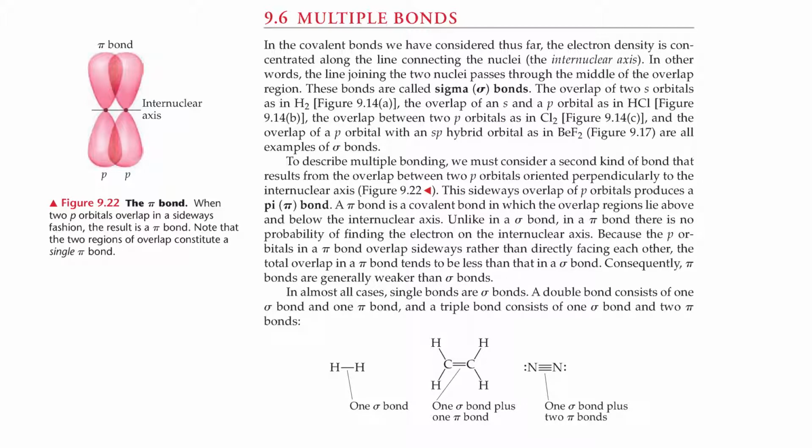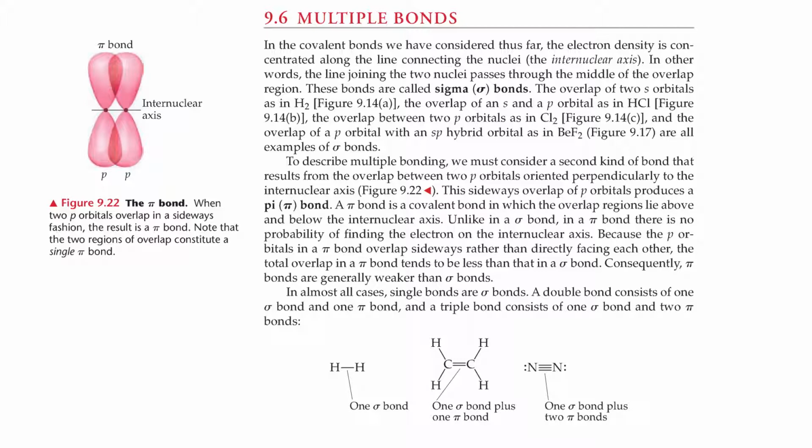To describe multiple bonding, we must consider a second kind of bond that results from the overlap between two p orbitals oriented perpendicularly to the internuclear axis. This sideways overlap of p orbitals produces a pi bond. A pi bond is a covalent bond in which the overlap regions lie above and below the internuclear axis. Unlike a sigma bond, in a pi bond there is no probability of finding the electron on the internuclear axis because the p orbitals in a pi bond overlap sideways rather than directly facing each other.